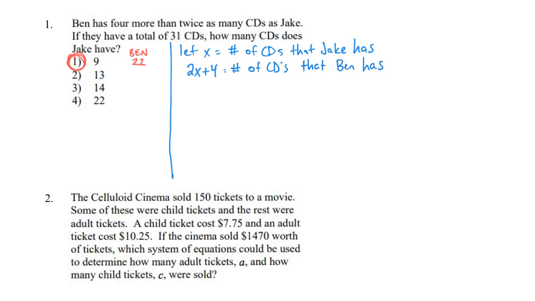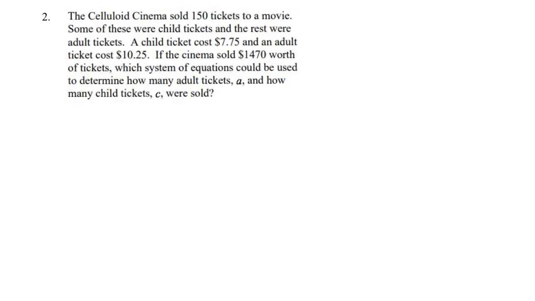Okay, so what's our equation? If you take those two amounts and add them together, you should get 31. So here's the CDs that Ben has. Here's the CDs that Jake has. That should equal 31. Combine like terms. Subtract 4 from both sides. Divide by 3. Ends up at the exact same place. So there's 2 different methods of solving those multiple choice problems.